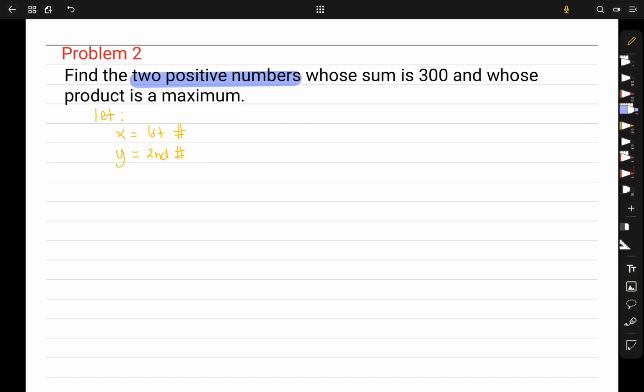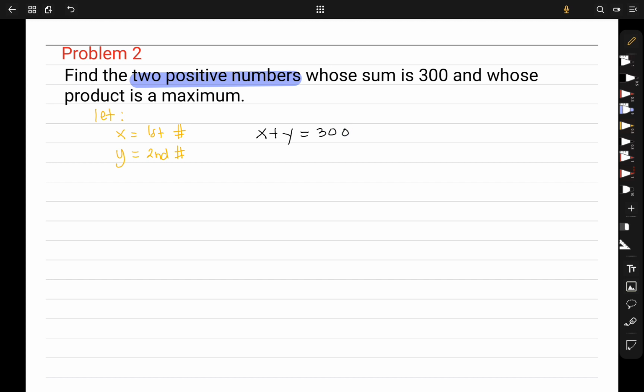So, sabi sa first condition, find the two positive numbers whose sum is 300. So we could say our first and second number is to be added, and this is equal to 300. So x plus y is equal to 300.